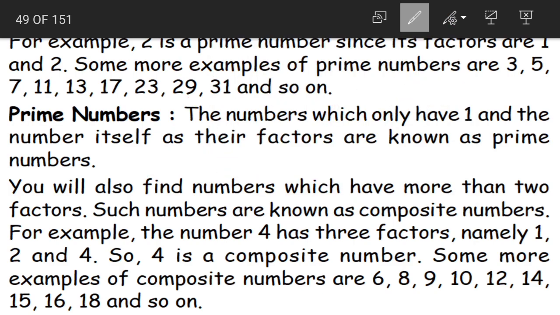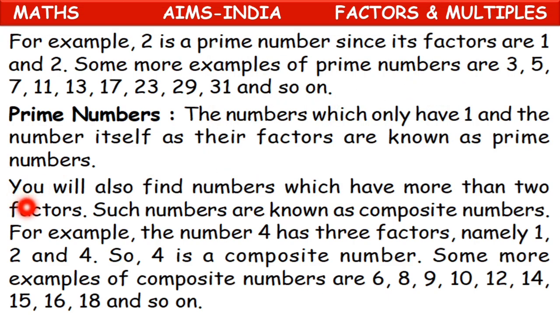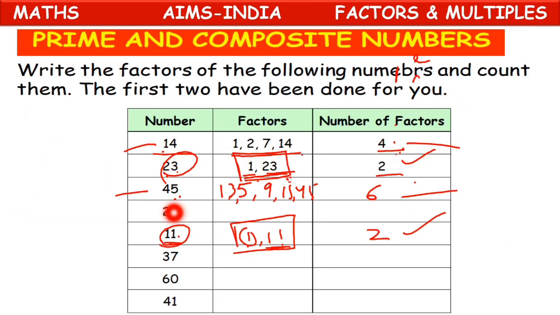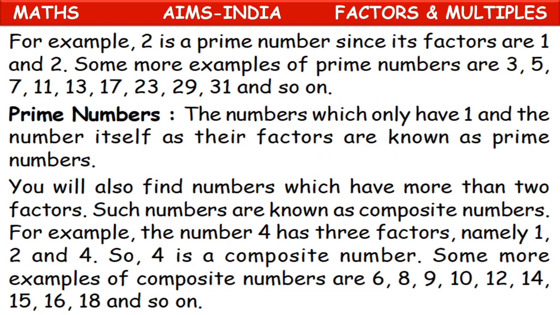Coming to the next para, you will also find numbers which have more than 2 factors. Such numbers are known as composite numbers. Here we have seen that 14 and 45 have more than 2 factors. Apart from 1 and the number itself, they have other numbers as factors as well. So such numbers are known as composite numbers.